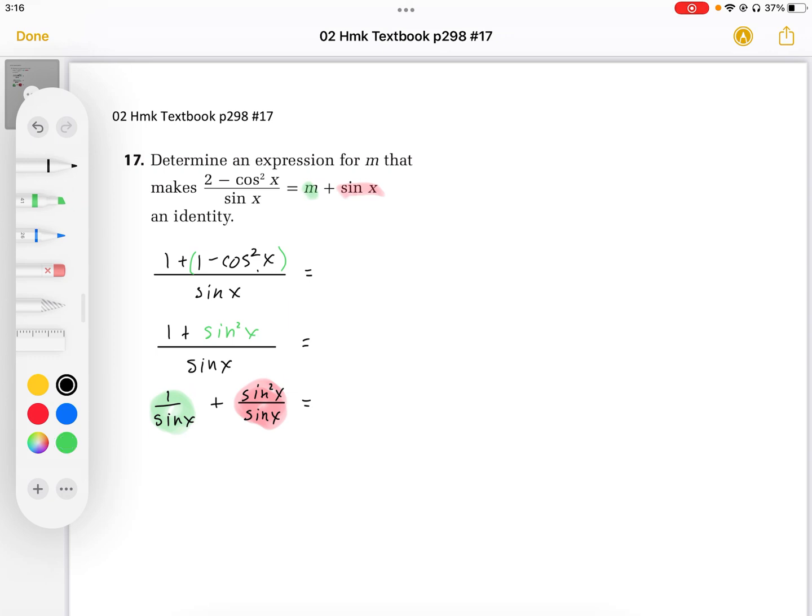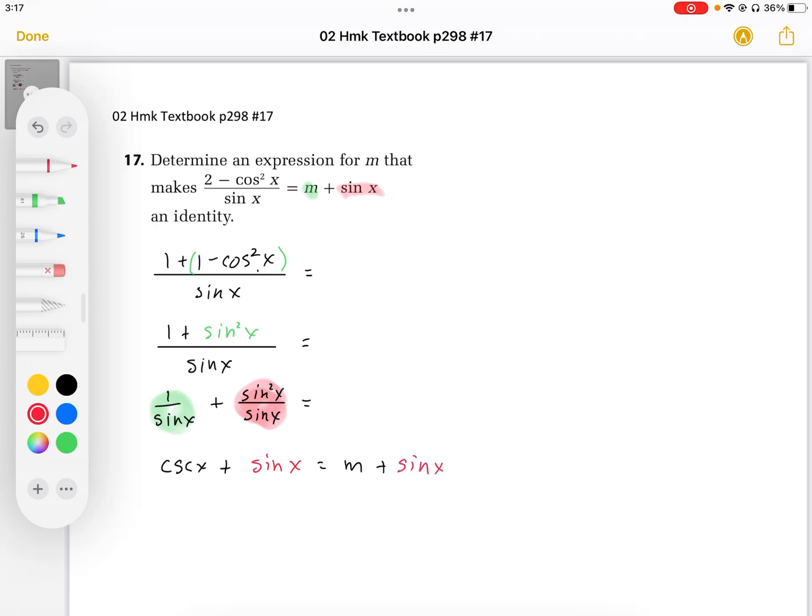So I'm just going to finish this off. It's going to be 1 over sine x. I'm going to actually rewrite that as cosecant x. So 1 over sine x is the same as cosecant x, plus that portion there is now going to be just sine x. And that's going to be equal to the right-hand side of m plus the matching sine x piece on this side.